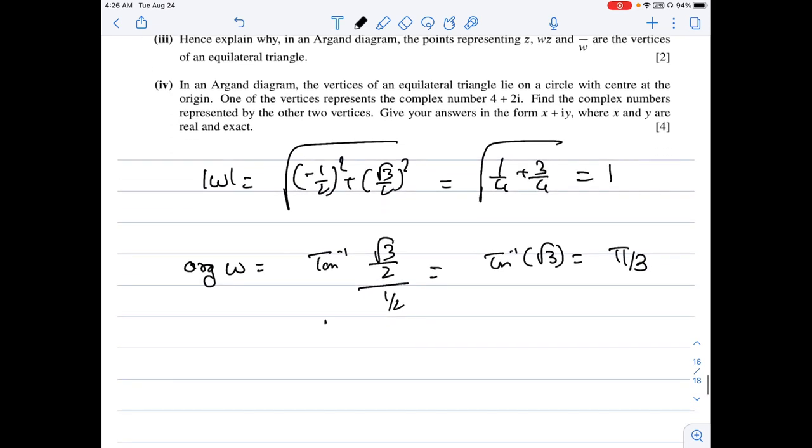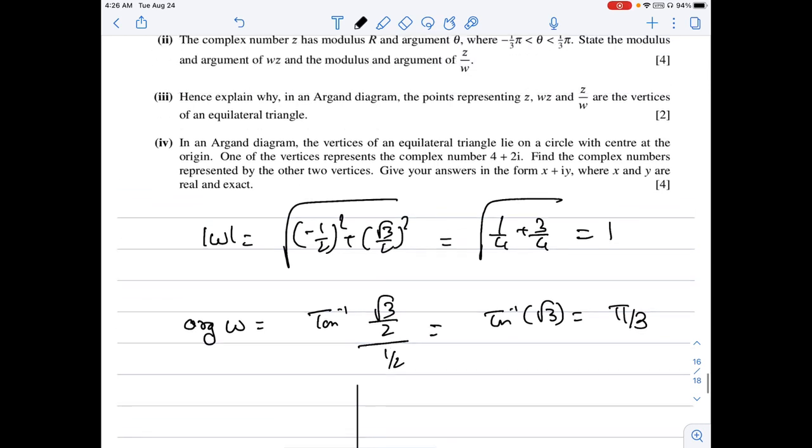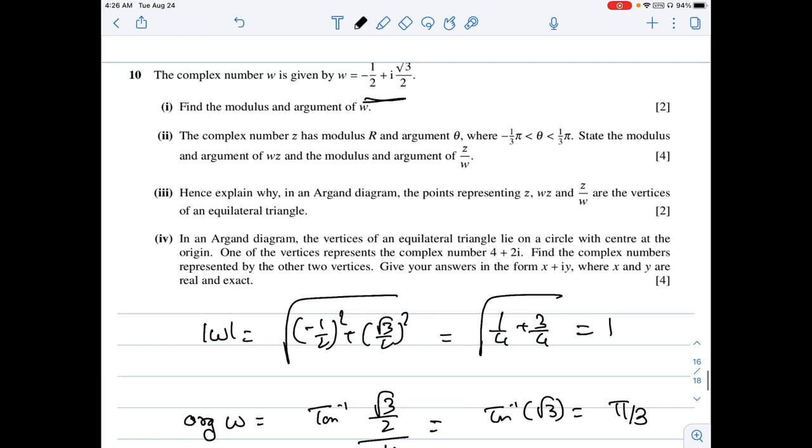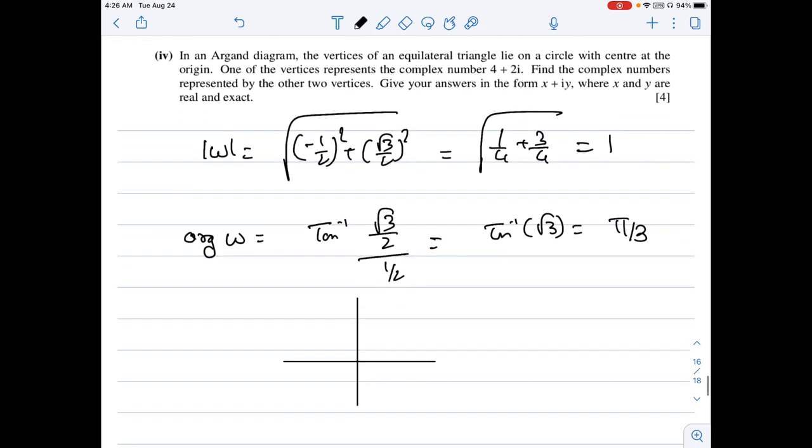But now where is this complex number? It's not just pi by 3. You have to be very careful. So I take the complex number on the Argand diagram: x is negative 1 upon 2 and y is positive root 3 upon 2. X is negative, y is positive, which means it will be somewhere in the second quadrant.